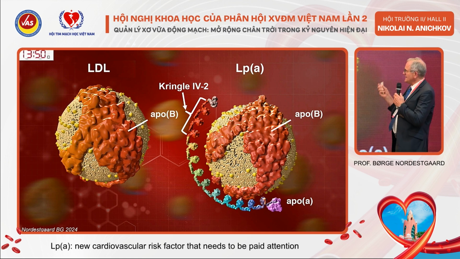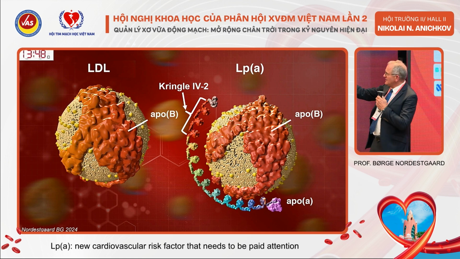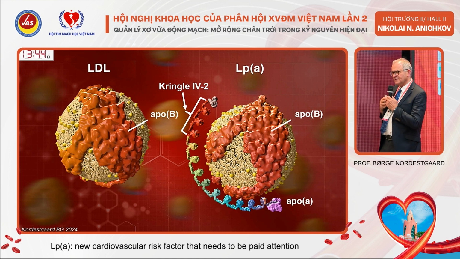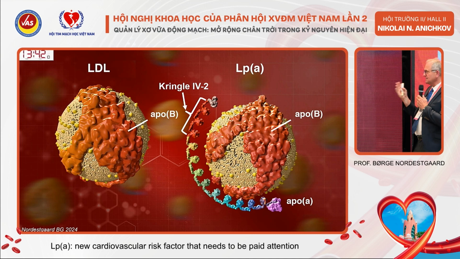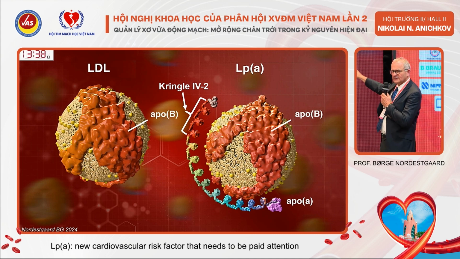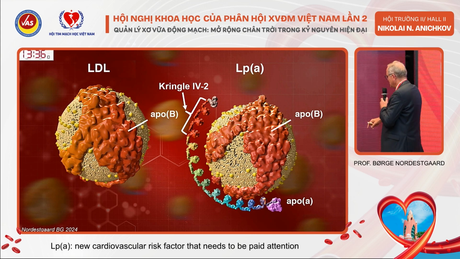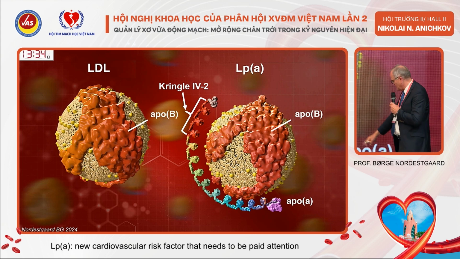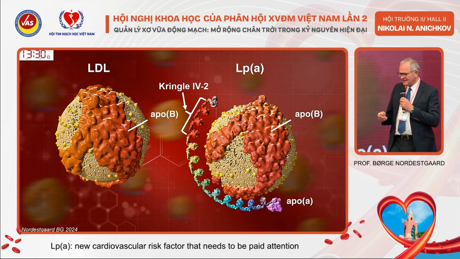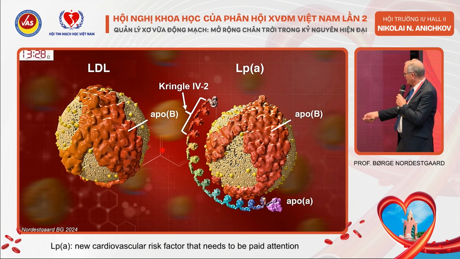So here's a picture of an LDL particle with an ApoB, the big protein on top of it. And then there is an LDL-like particle in lipoprotein little a shown on this side. And it has this extra apoprotein on top of it, called apolipoprotein little a, that has these crinkle structures. They are like a Danish pastry. That's why they got the name actually.